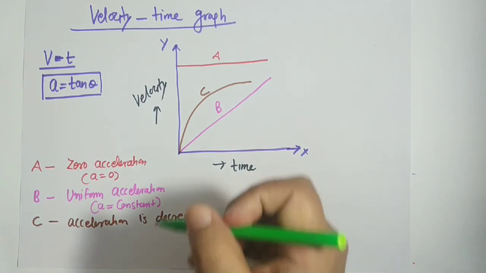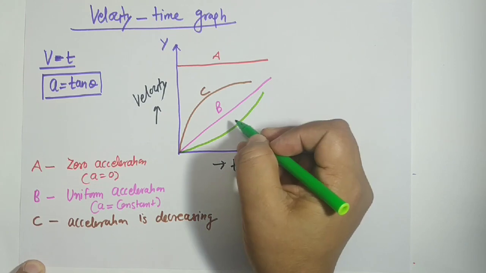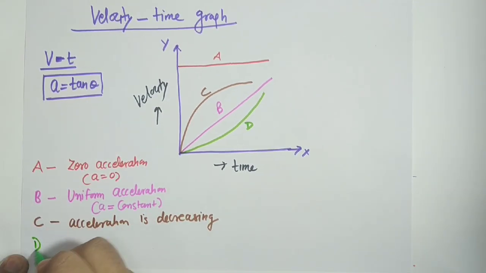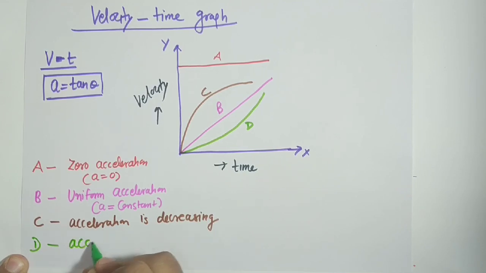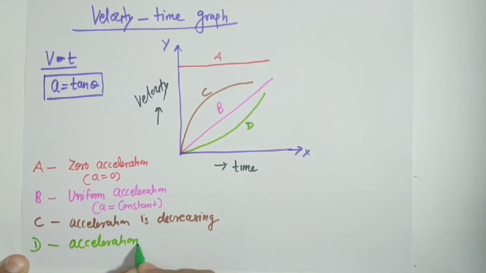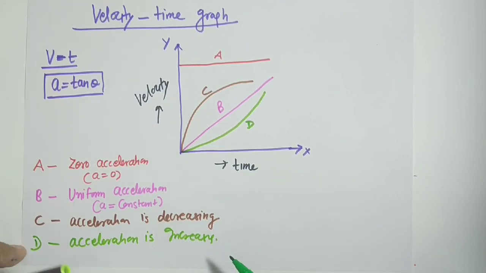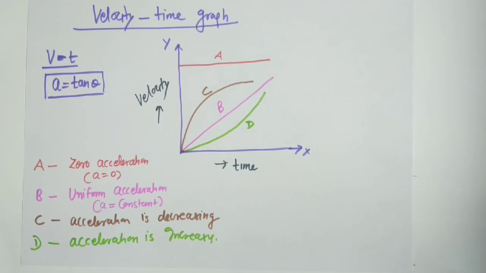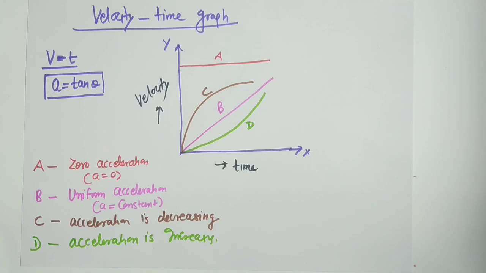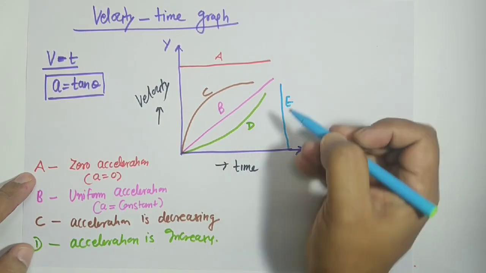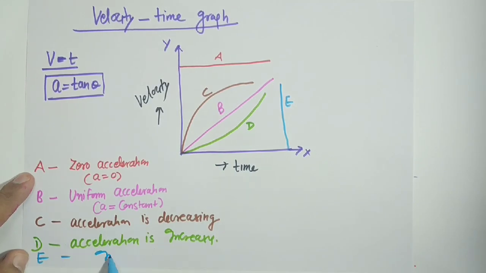And then if I ask you what this represents, say D, and D represents acceleration that is changing. It is increasing. Are you getting it? And then the last one which we see here is this graph, which is not possible. Okay, this is E. E represents infinite acceleration.